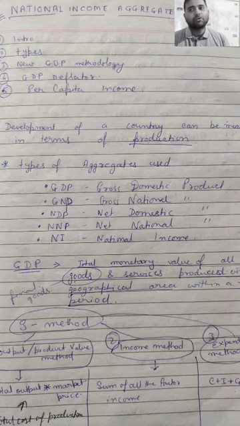The main things that we are going to discuss in the topic of national income are introduction, the types, new GDP methodology, GDP deflator and per capita income.